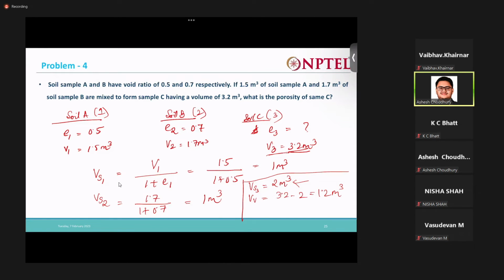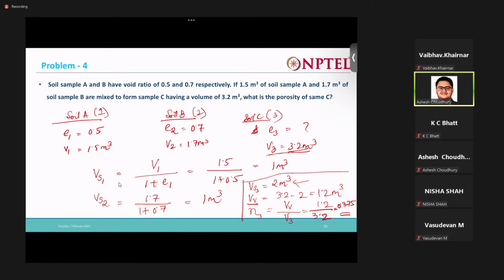Now we have all the data that was required. So finally we can calculate the porosity. The porosity of sample 3 is nothing but the volume of voids by the total volume of our sample C. This is 1.2 by 3.2, equal to 0.375.